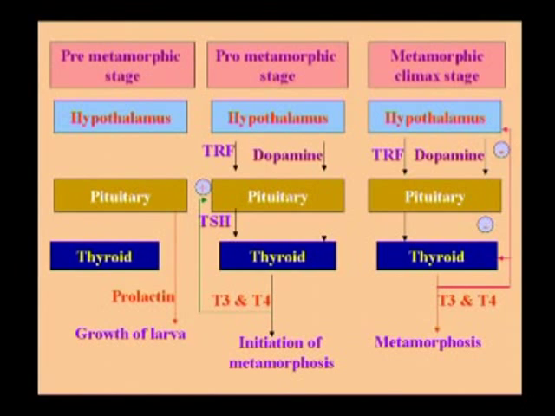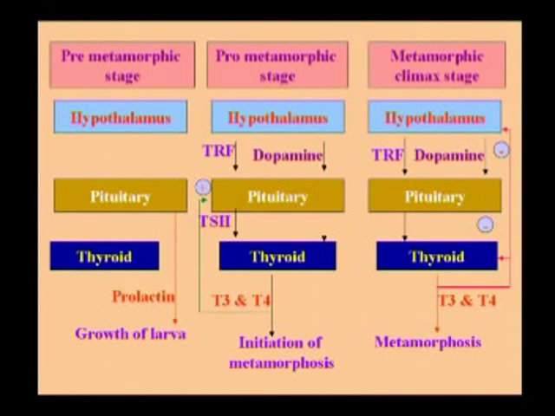What are the events which occur during the climax stage? As usual, the hypothalamus releases thyrotrophin releasing factor, or thyroid stimulating hormone releasing factor. Simultaneously it releases dopamine, the prolactin inhibitor. Because of the prolactin inhibitor released by the hypothalamus, the pituitary won't release prolactin. The thyrotrophin releasing factor activates the pituitary to release more thyroid stimulating hormone, which activates the thyroid gland to release more T3 and T4.